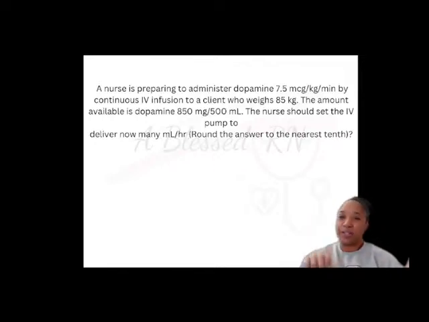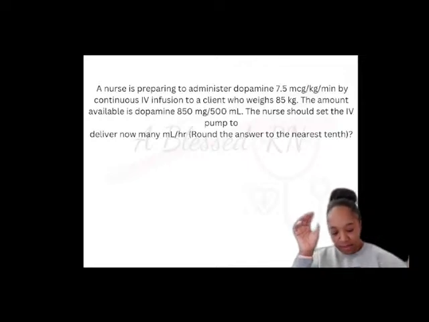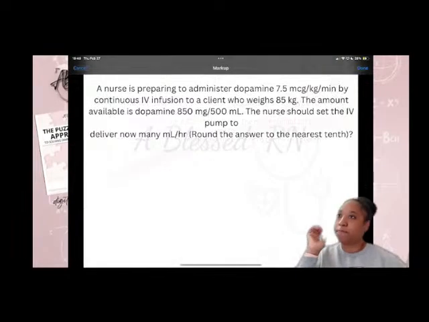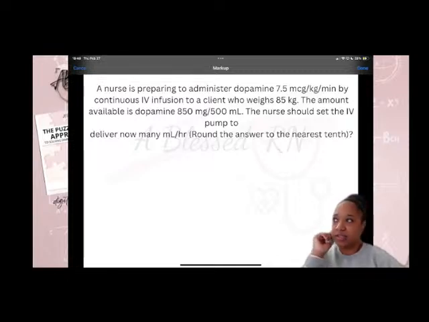A nurse is preparing to administer dopamine. Okay, so dopamine is one of those ICU, right? Your pressors. All right, 7.5 micrograms per kilogram per minute. And the client weighs 85 kg. It's available as 850 mg's per 500 milliliters. Where we're going to set the pump and we're going to round to the nearest tenths place, okay?